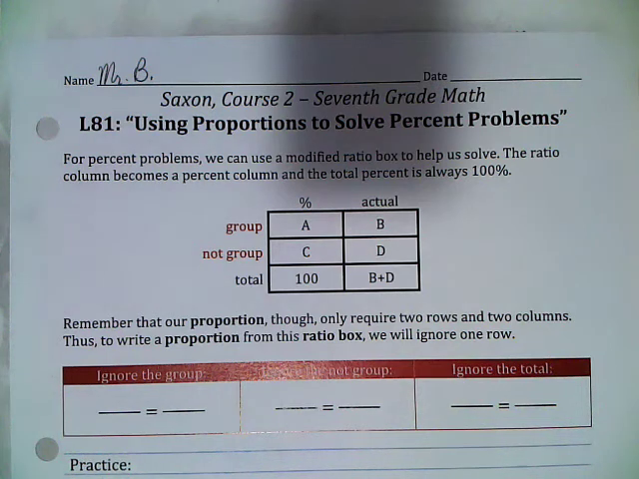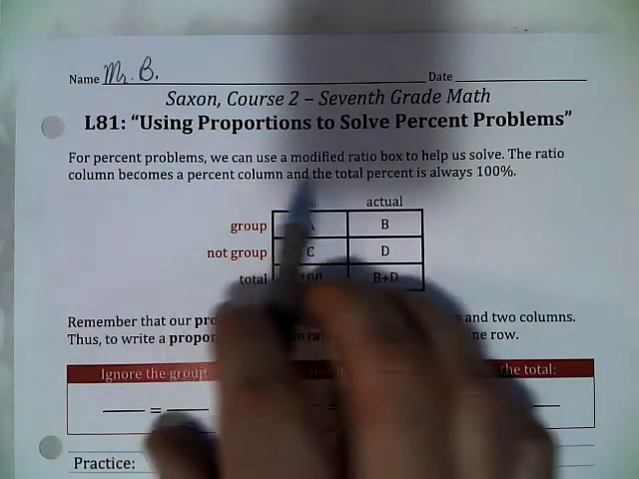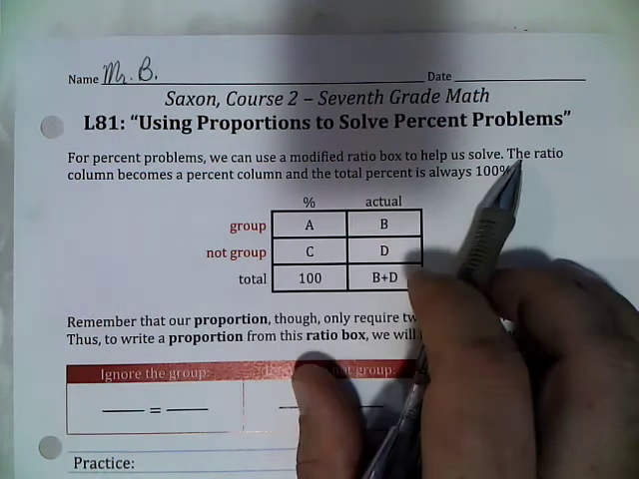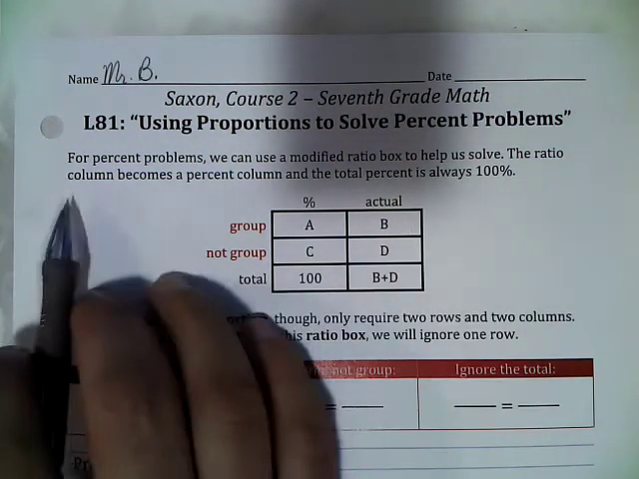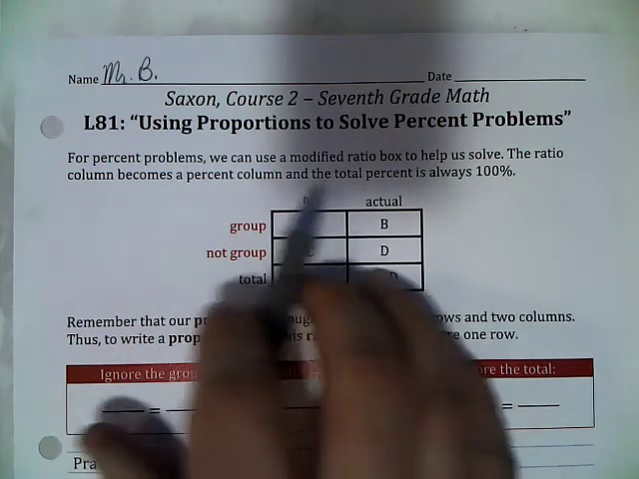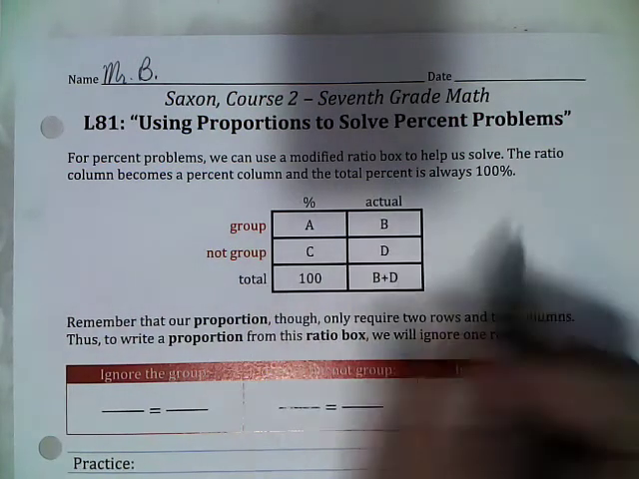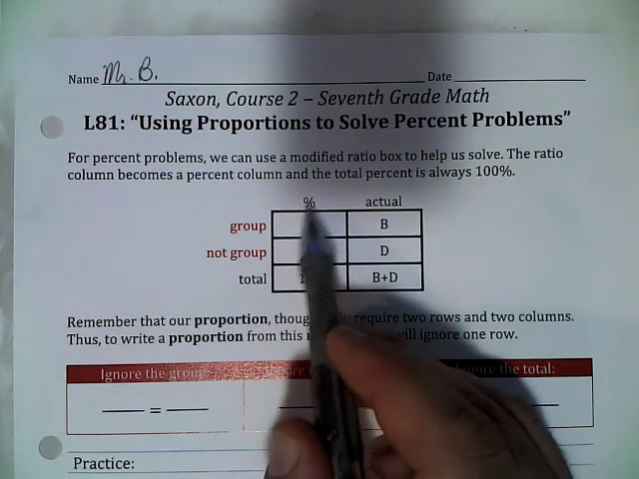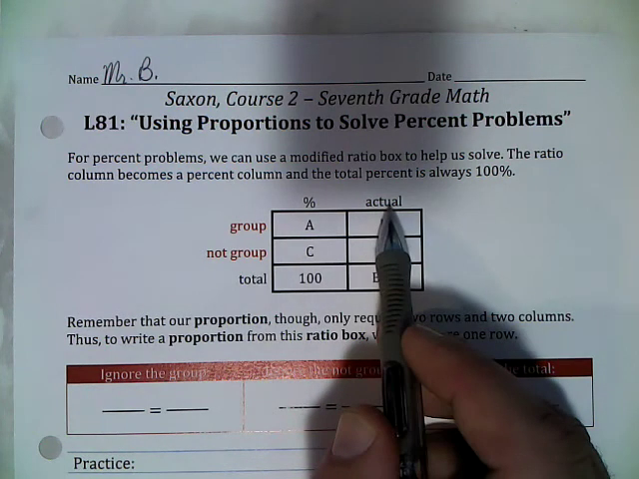This video is over lesson 81, using proportions to solve percent problems. For percent problems, we use a modified ratio box to help us solve. The ratio column becomes a percent column, and the total percent is always 100%. So instead of ratio, it's percent, and the other column still says actual.